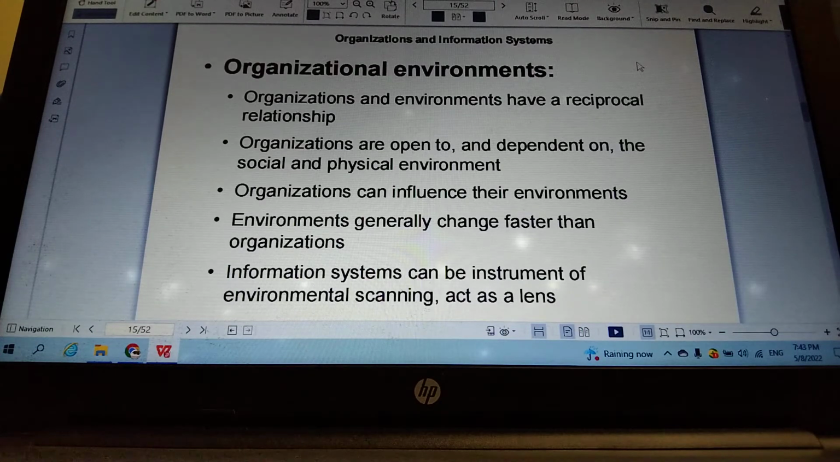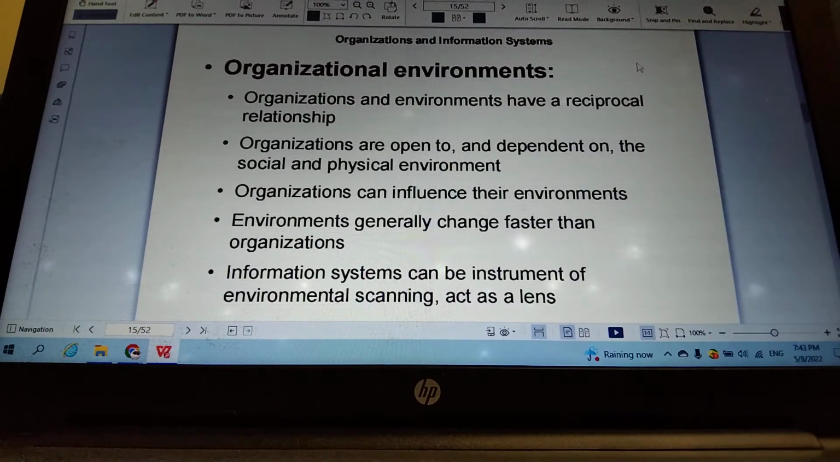Especially after the pandemic, many companies have closed down their offices, and now they encourage the staff or employees to work from home. So that is more of a social or online environment rather than a physical environment. And what happens is the organization also can influence the environment. Yeah, so that is also an important reason.